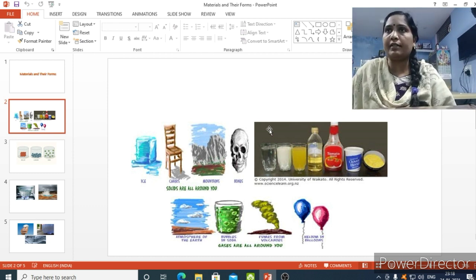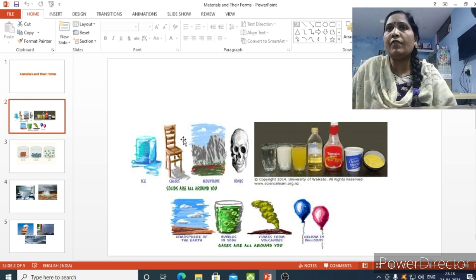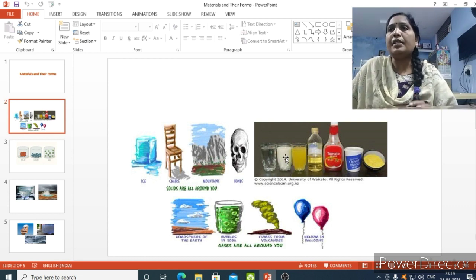Just as your body needs some space to stay, you are occupying some space. Same way, solids occupy space. Even the liquids occupy space. They need some space. That means they have fixed volume, but they do not have a particular shape. They take the shape of the container and they are flowing. They can flow from one place to another place. Why are they able to flow? Why are the solids unable to move, unable to flow?